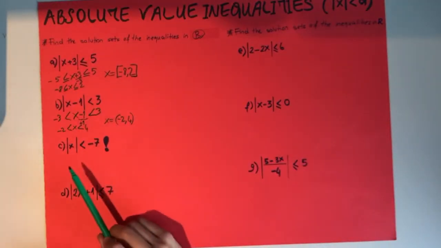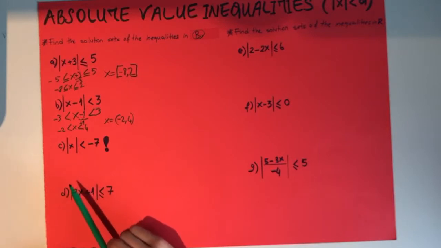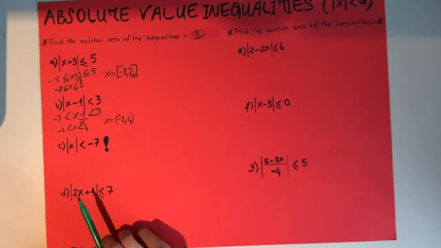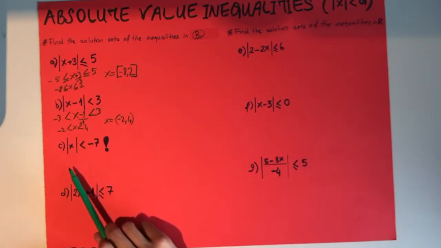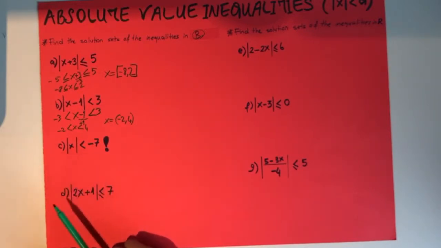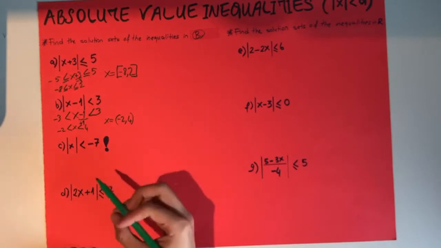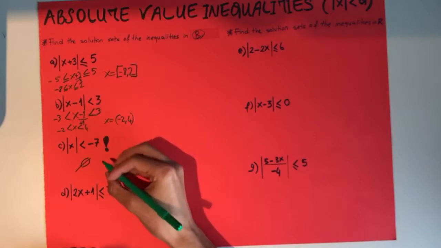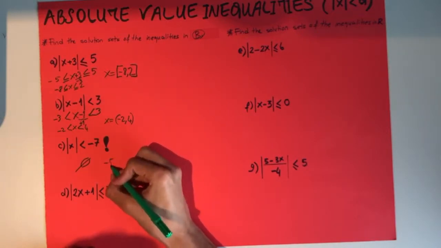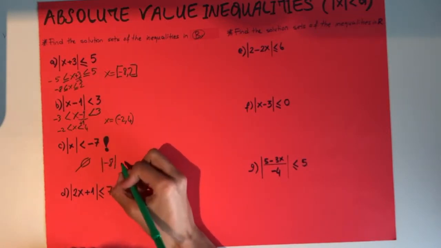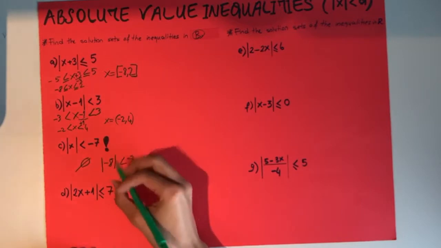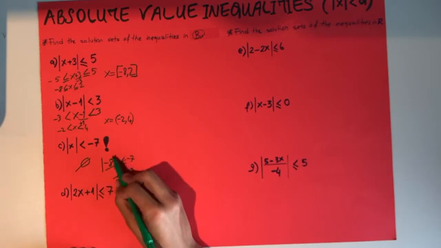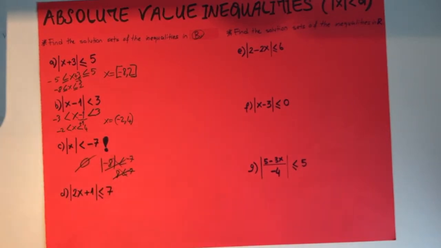So, for this question, the absolute value of x is smaller than minus 7, the question says. But how can an absolute value be smaller than a number which is negative? This is impossible. So the answer is the empty set. Because if we write something like minus 8 for x, it will still be bigger than minus 7. So this is not possible. So the answer is the empty set.